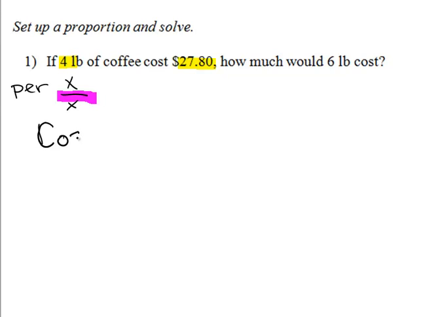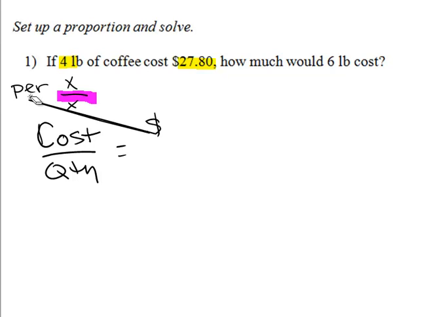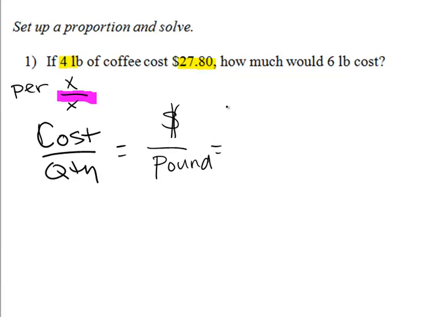Usually we talk about cost per quantity. So cost per quantity, and that is dollars per pound. And we had 27.80 in relation to 4 pounds.